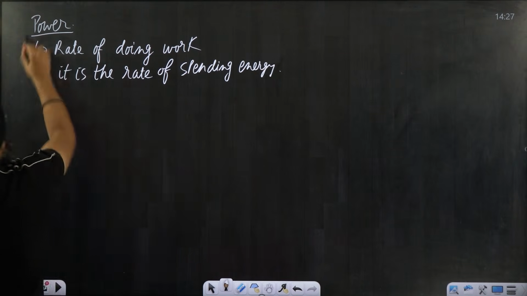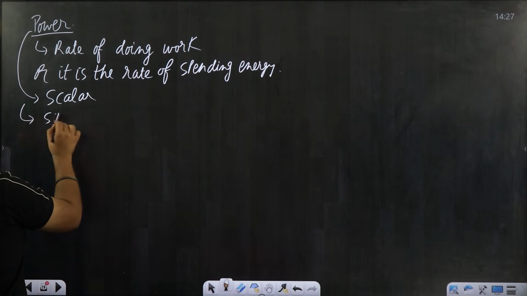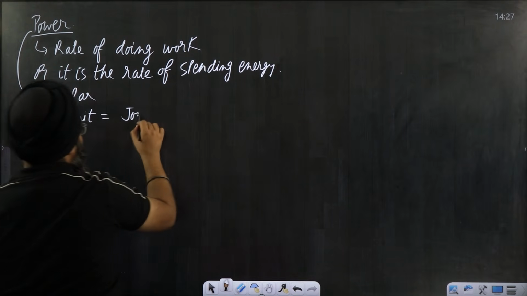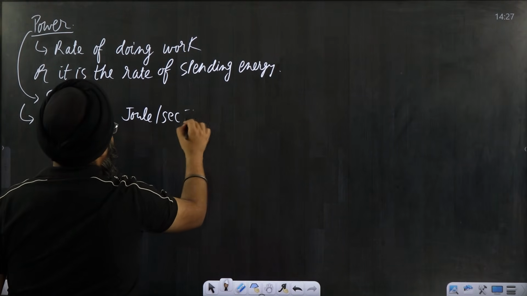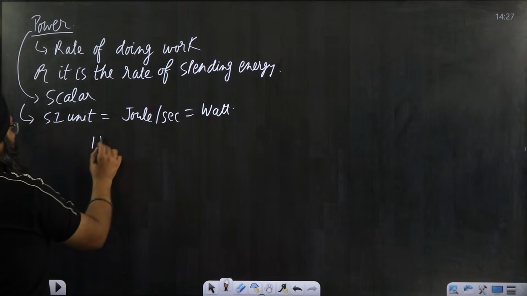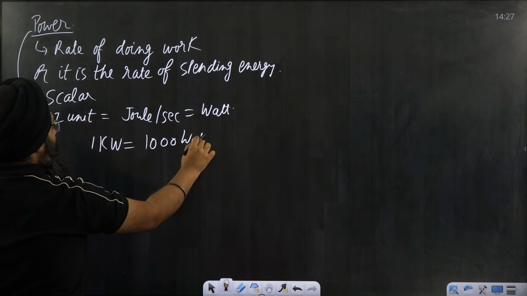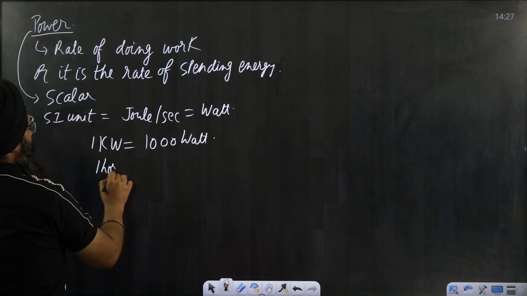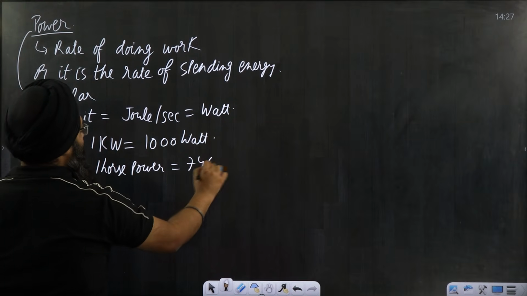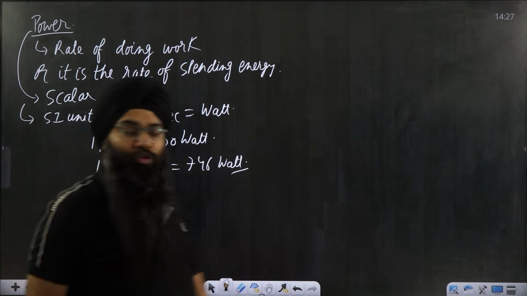Power is a scalar quantity and its SI unit is joule per second, which can be written as watt. There is one more unit, the kilowatt. 1 kilowatt is 1000 watt. And there is one more unit called horsepower. 1 horsepower is 746 watt. So these are some units which you must know.